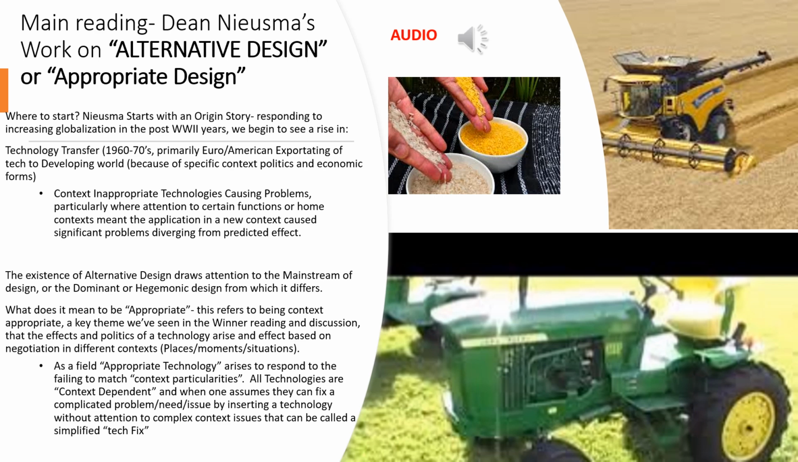And in the first set of readings, we actually talked about this as context dependency. All technologies are context dependent. So the thing about that is that while we can get a handle on appropriate design by thinking about design, engineering, and technology production as being related to context, we also want to take a step back and think about the concept of alternative design.